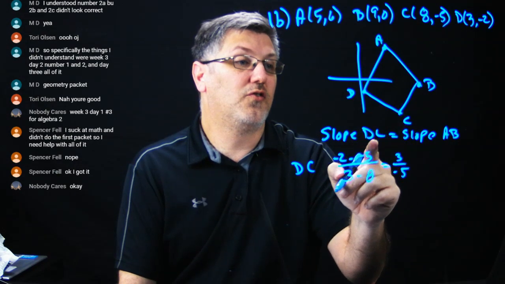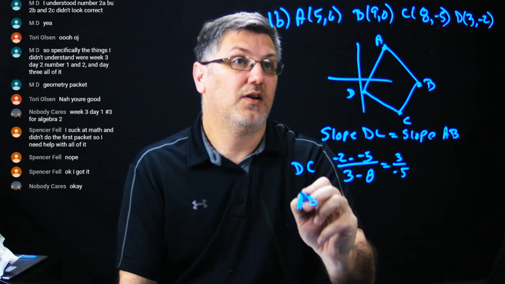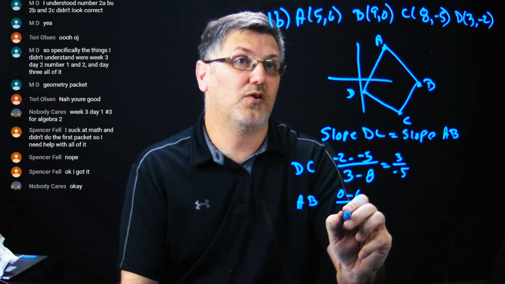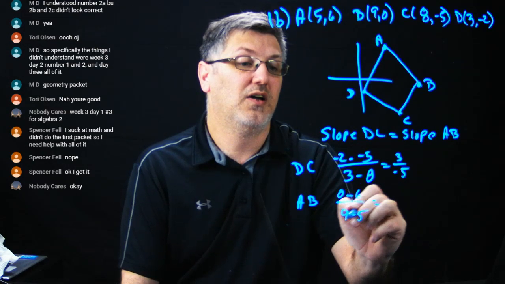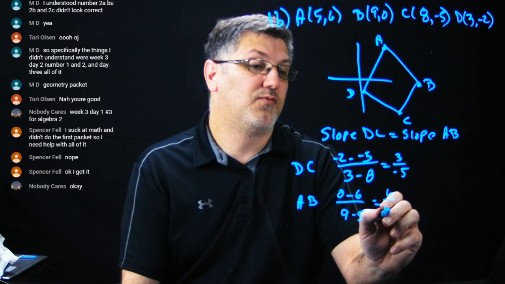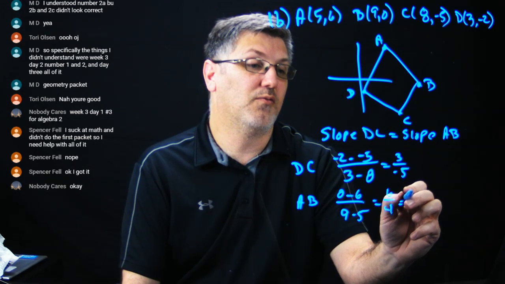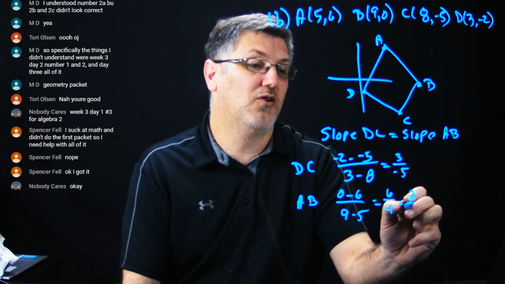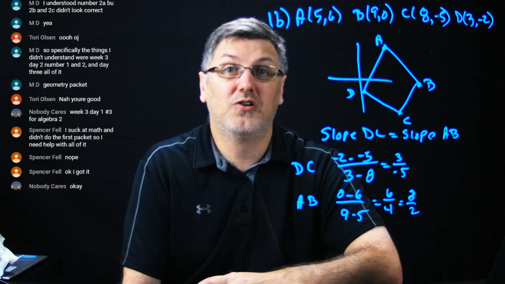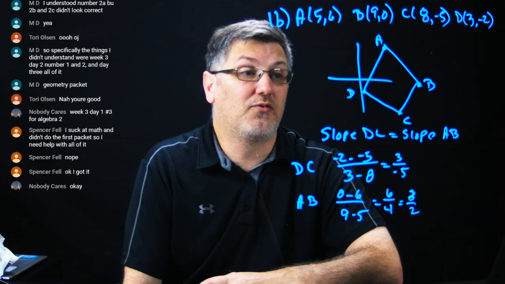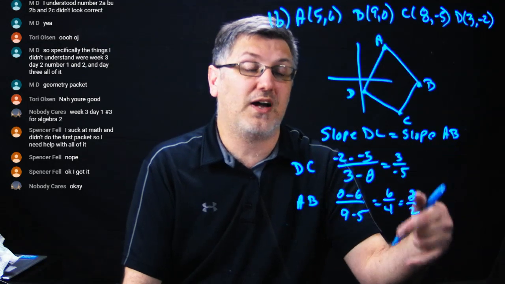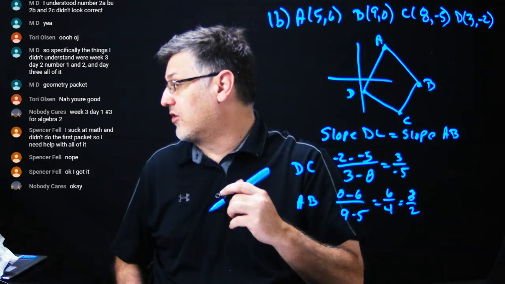And now we're going to do AB. So AB would be 0 minus 6 over 9 minus 5. This gives me 6 over 4, which, if I reduce that, is 3 over 2. Well, 3/5 and 3/2 are not the same thing. Done. Not a parallelogram. That's all you have to do. Check the slope and then check the distance formula. If both of these numbers match, it's a parallelogram, and that's how you work it.